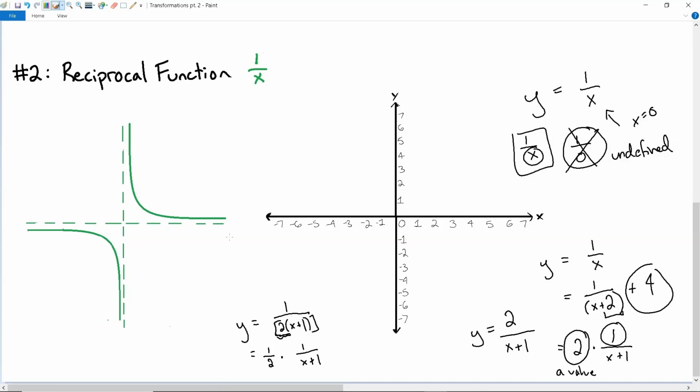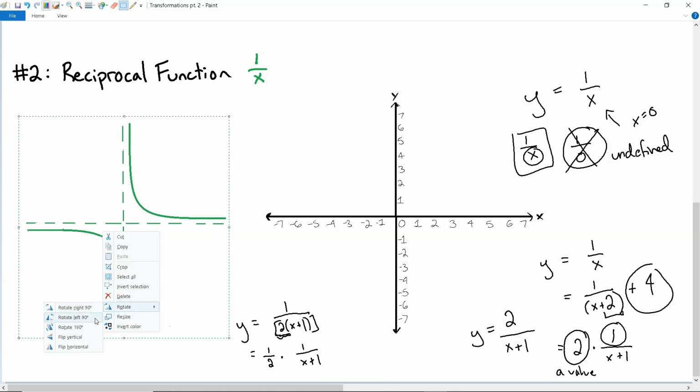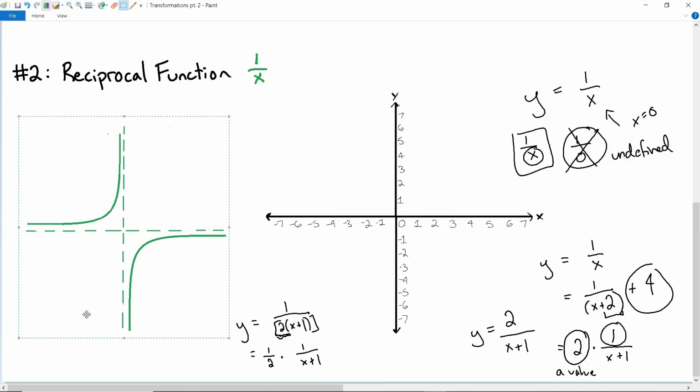And of course, horizontal and vertical reflections could also be shown for a rational function, and it would look something like this. So if I wanted to do it vertically, we're going to flip it that way.